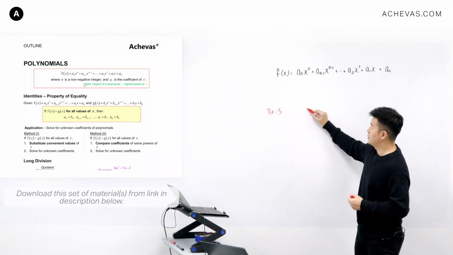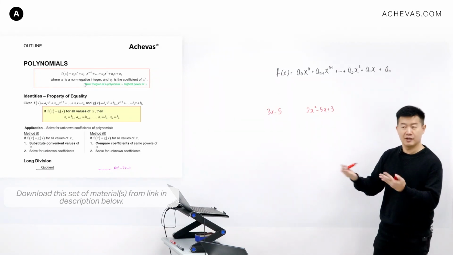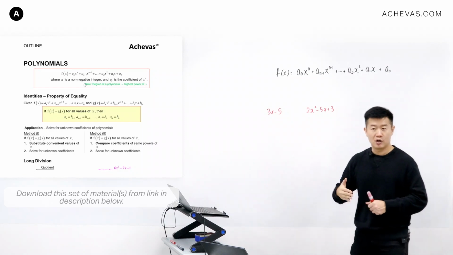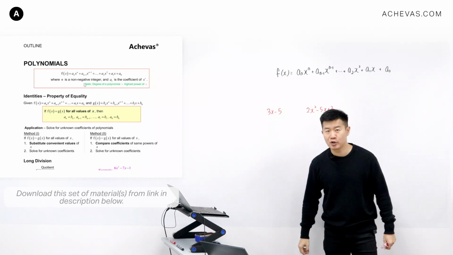Let me give you another example. Let's say we have 2x squared minus 5x plus 3. This is a quadratic expression, but it is also considered a polynomial, or more specifically, a quadratic polynomial. So what exactly is a polynomial?